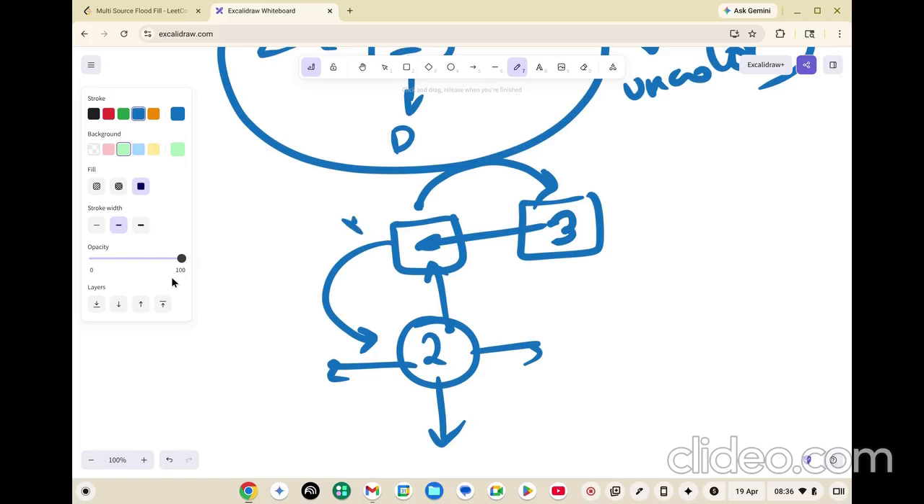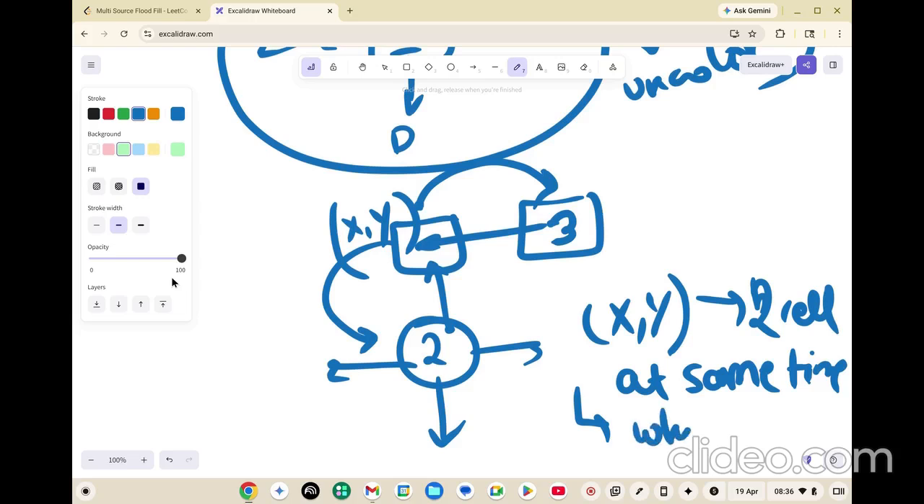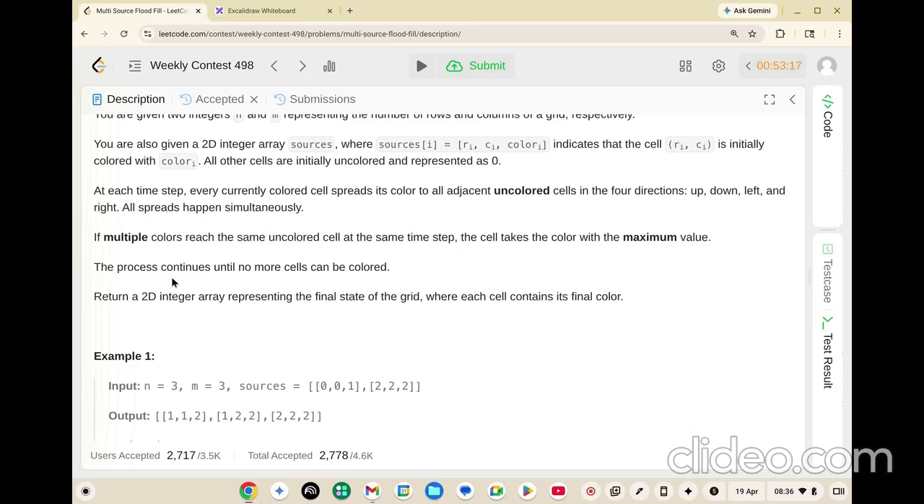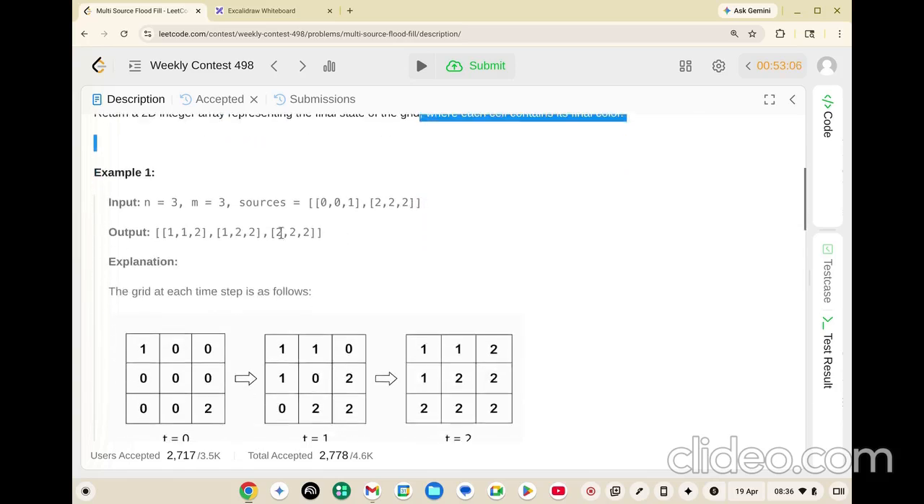let's call this cell x comma y. If this cell x comma y has the opportunity to get colored by two cells at the same time, then it will get colored by the one which has the maximum value. What does this mean? This cell will get colored by the color 3, so it becomes 3, not 2. Till this point the English is clear as well. The process continues until no more cells can be colored. You need to return an integer array representing the final state of the grid, where each cell contains its final color. Let's look at this.